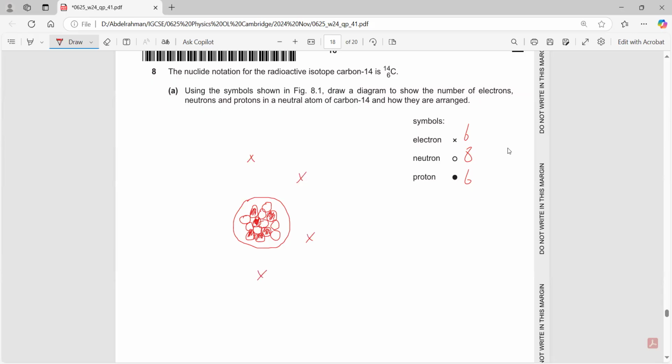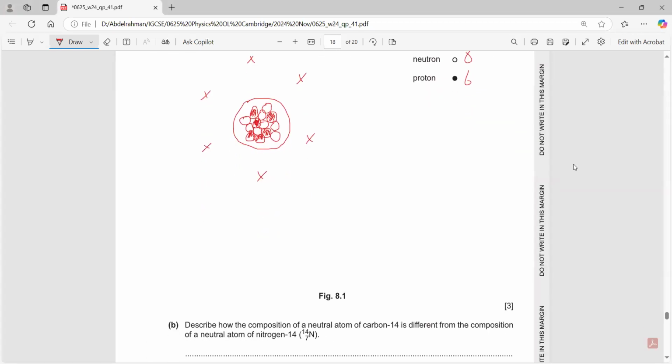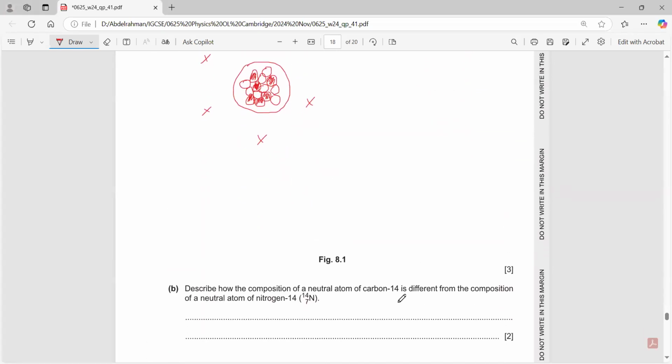Do I have to draw them as 2 and then 4 or whatever? No, I do not care about the shells. You can just draw 6 electrons in the electron shell, and that would be it. It's quite easy, right?